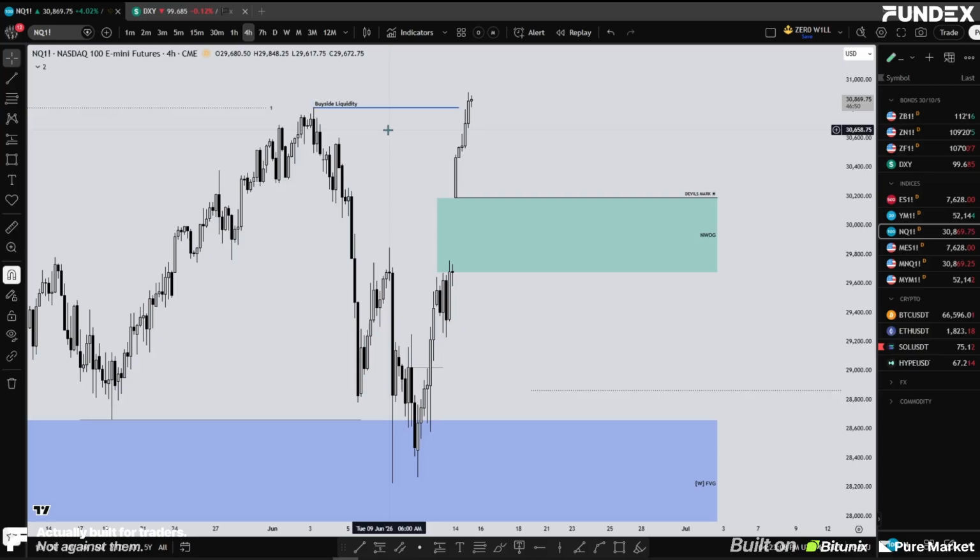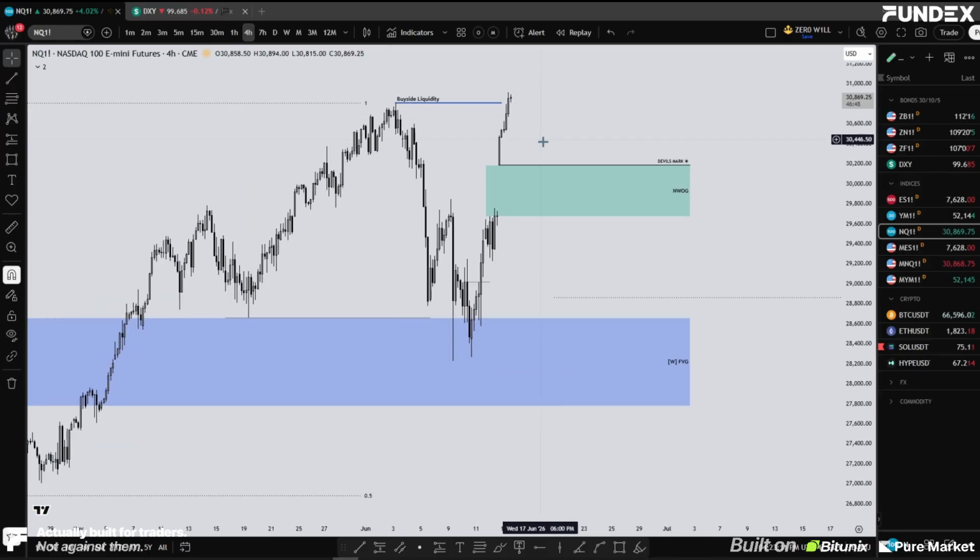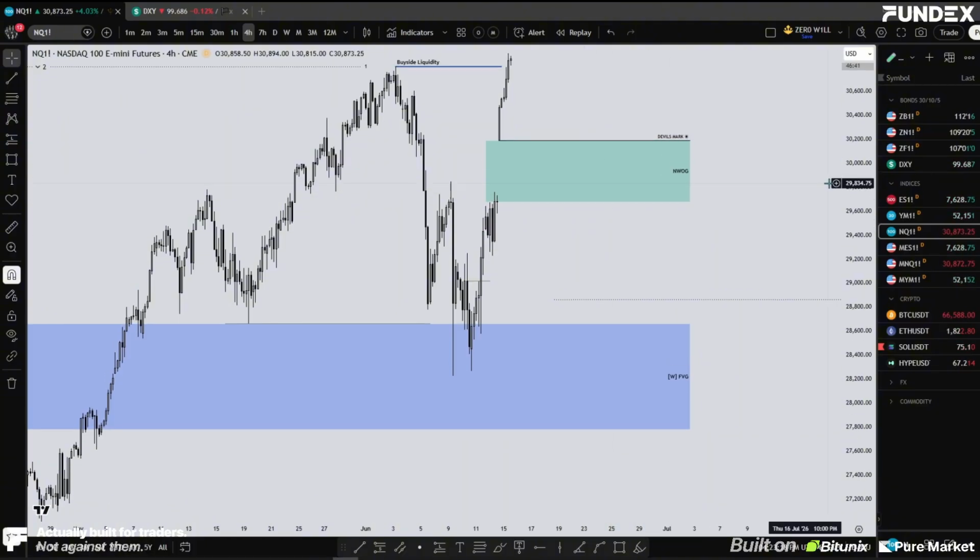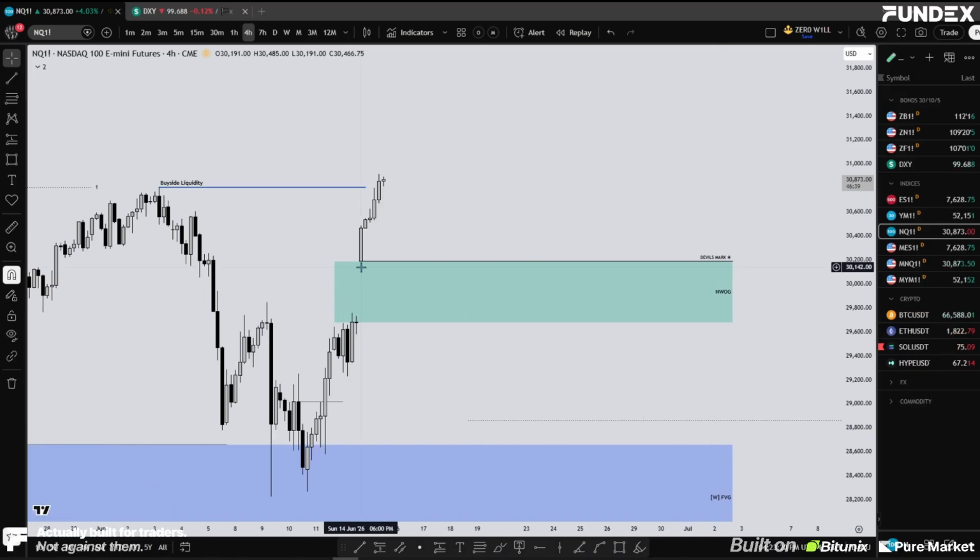I would like to see us return to some form of IRL. The NWOG is IRL. There's also that really, really nice devil's mark. If you guys don't know what a devil's mark is, whenever you see a candle that has a bottomless wick or a topless wick, easy. I know I said topless wick, but don't no one get excited. But essentially when it's just flat, there is no wick on the bottom or potentially on the top, we call that a devil's mark. There is a very high probability chance that we return to those levels.